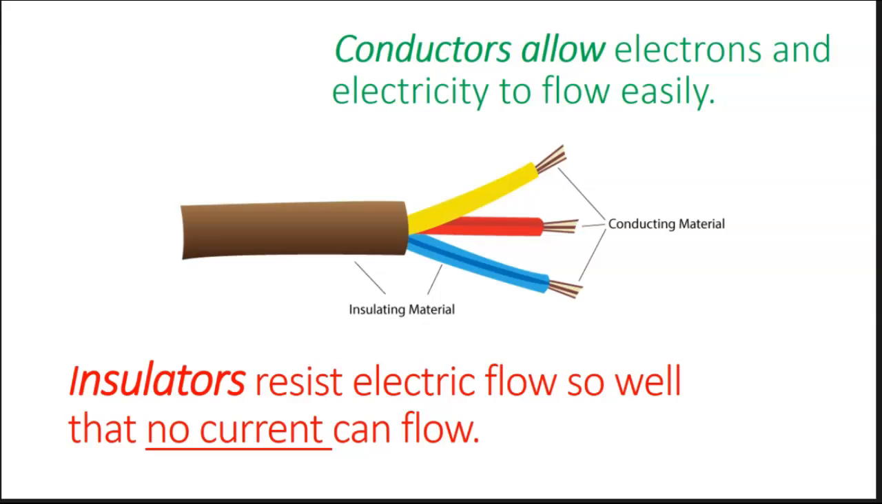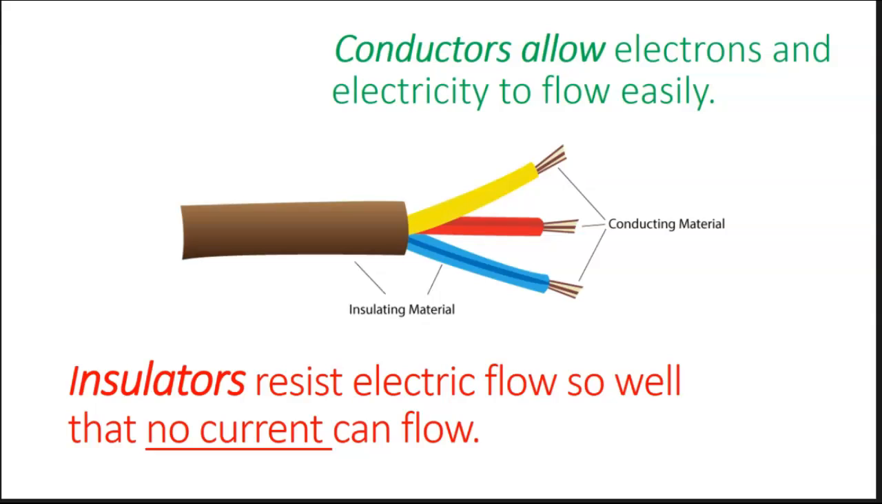Two other important terms to understand when dealing with electricity are conductors and insulators. A conductor allows electrons and electricity to flow easily, but an insulator resists electric flow so well that no current can flow. Think about when you see a worker from the electric company working. He always has on rubber boots and probably rubber gloves. Those rubber boots and gloves are insulators. They do not allow the electricity to flow through him.